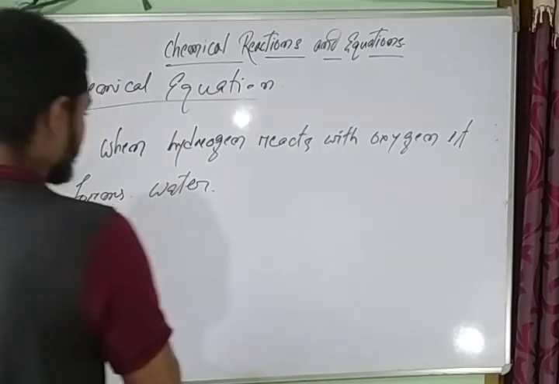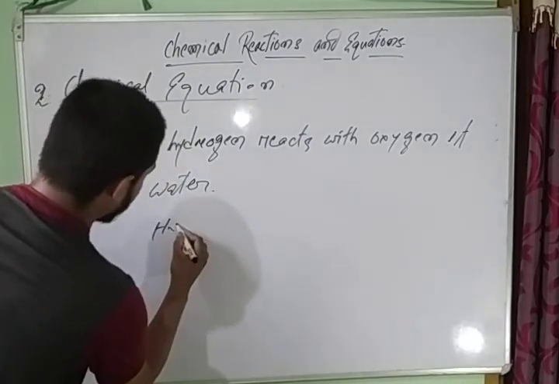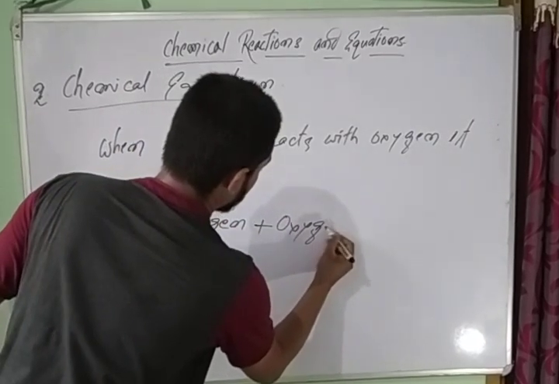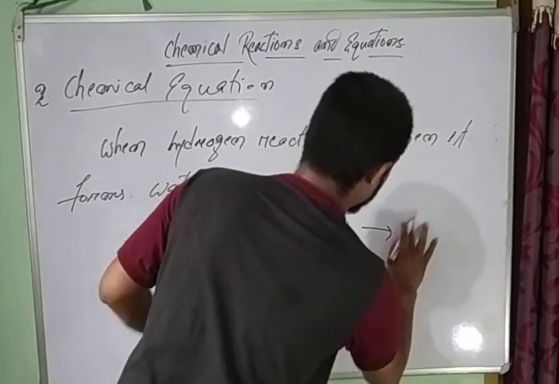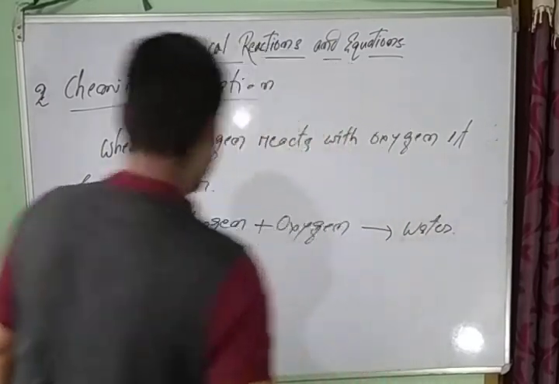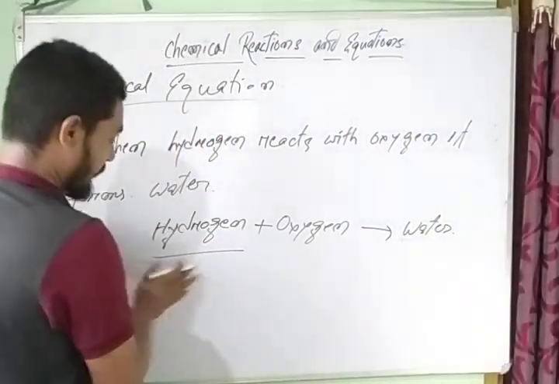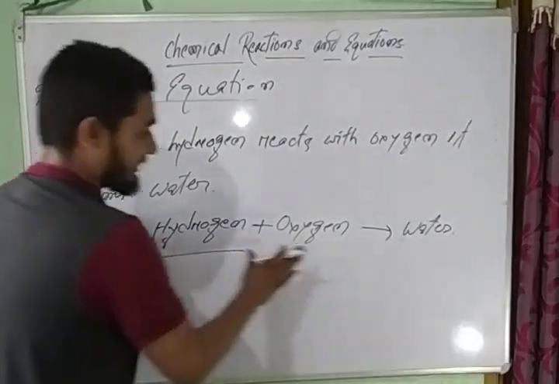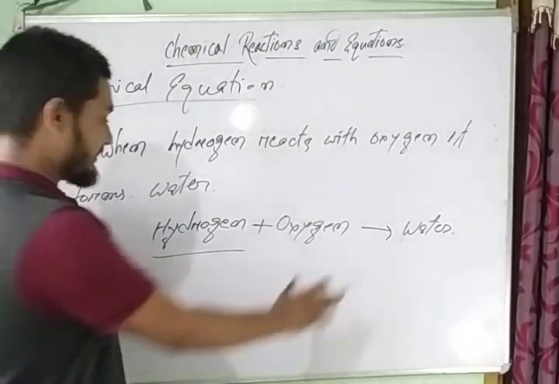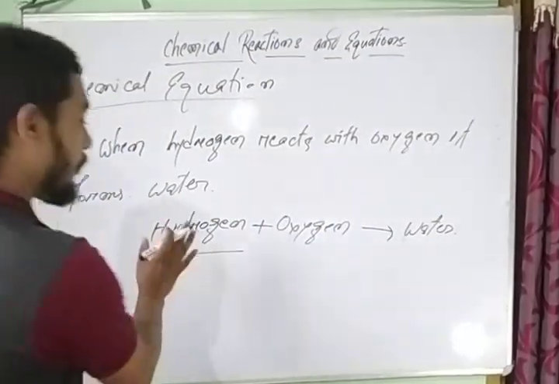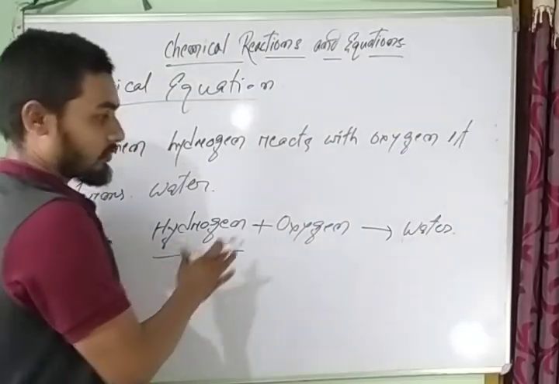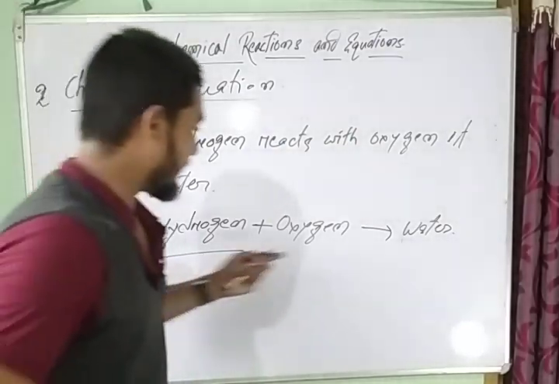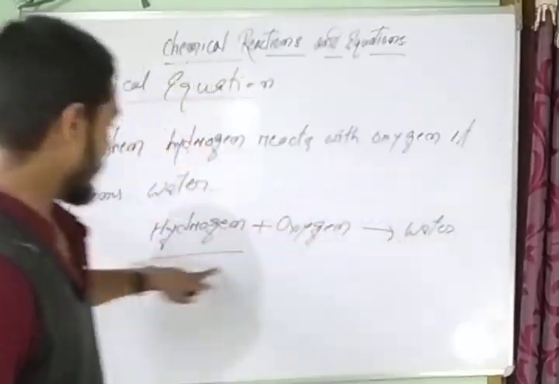So if we use words simply, it will stand like this: hydrogen plus oxygen produces water. This states that when hydrogen reacts with oxygen, it forms water. This plus sign indicates the reaction of hydrogen with oxygen. This is a type of chemical equation. It's a word chemical equation. By using words, we are expressing a chemical reaction. So this is quite simple compared to this one.